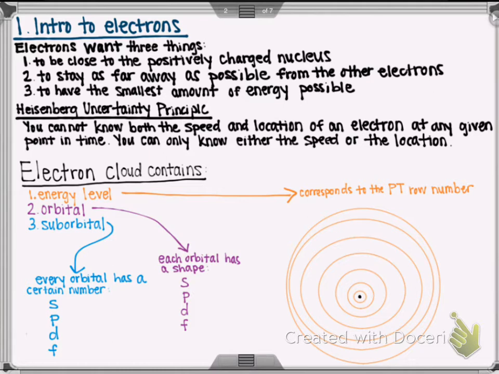So electrons want 3 things. They want to be close to the positively charged nucleus, they want to stay as far away as possible from other electrons, and they want to have the smallest amount of energy possible.